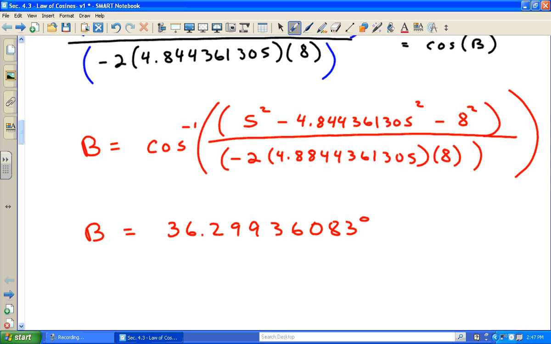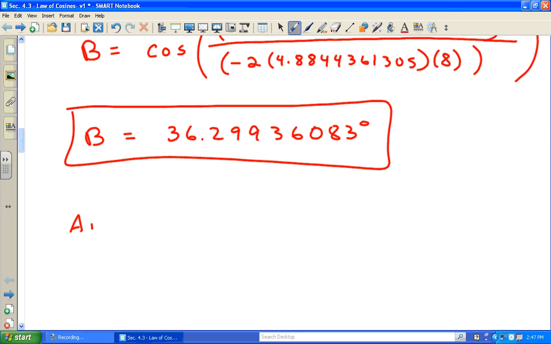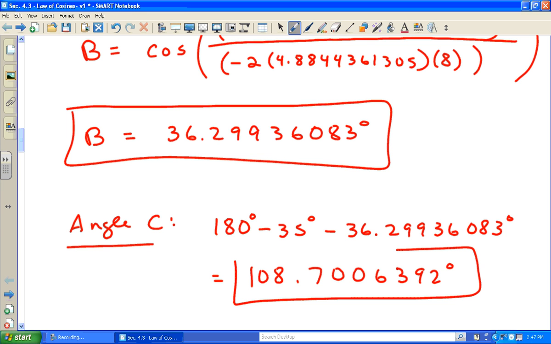36.2993608 degrees. Okay, now that leaves me with only one thing I don't know, and that's the value of angle C. Angle C, I don't mind because we're having to use rounded numbers anyway. I don't mind if you find that by just doing 180 degrees minus the 35 degrees you were given minus the degree measure that we just found for angle B. And if you do that, then you will get a measure of 108.7006392 degrees. This completes this example of using the law of cosines.